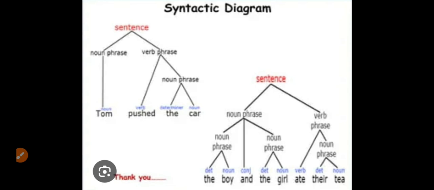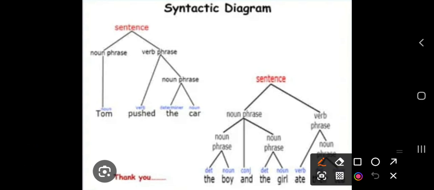So here, noun phrase. Why? The boy and the girl. The subject is there, but there is no verb, so that is a noun phrase. The boy and the girl. So what is the noun phrase? The boy: the is an article and boy is a noun. Then and is a conjunction. And the girl, again a noun phrase. So there are two noun phrases, one is the boy and the other is the girl.